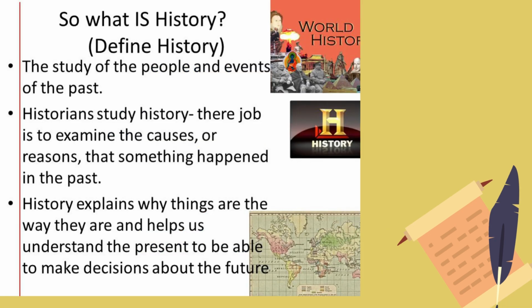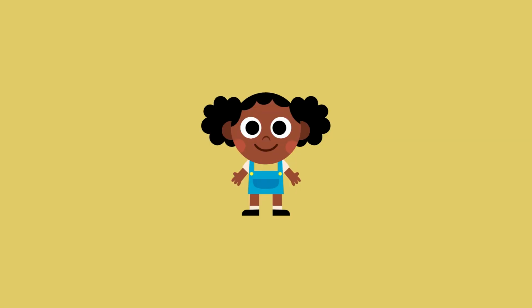Alright, finally, so what is history? It's the study of the people and events of the past. A historian's job is to study, examine the causes, reasons that something happened in the past, explain why things are the way they are, and help us to understand the present and to be able to make decisions about the future.